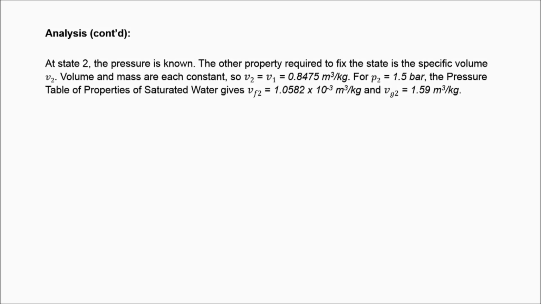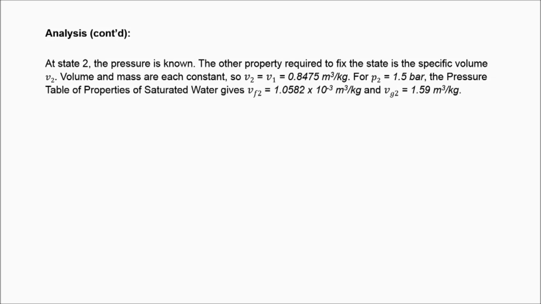At state 2, the pressure is known. The other property required to fix the state is the specific volume v2. Since volume and mass are each constant in this system, the specific volumes are also constant. v2 is equal to v1 is equal to 0.8475 cubic meters per kilogram.